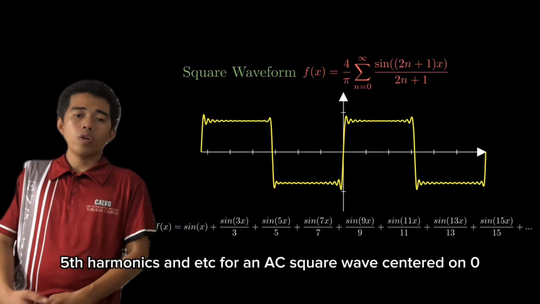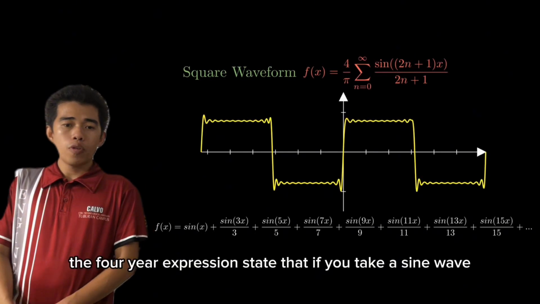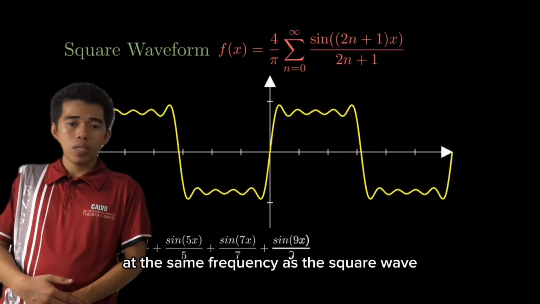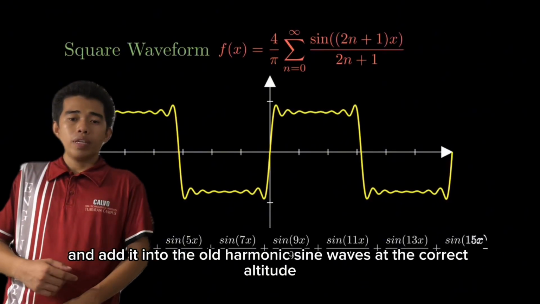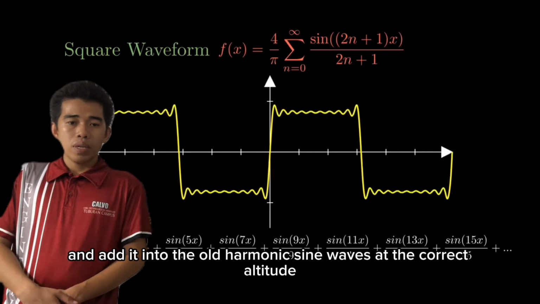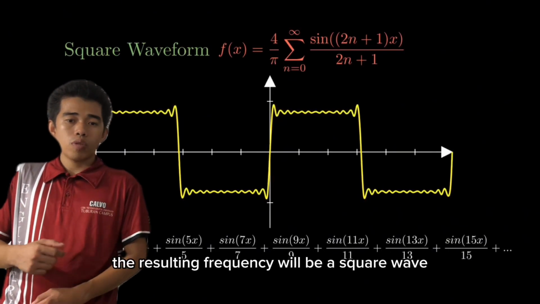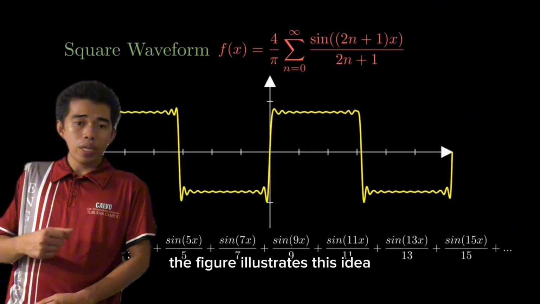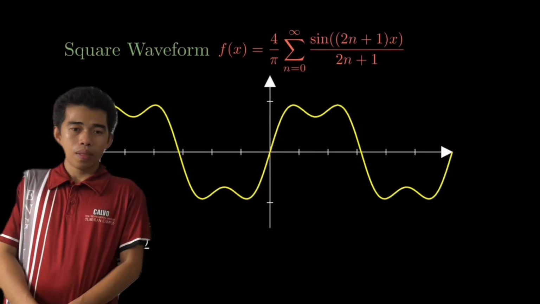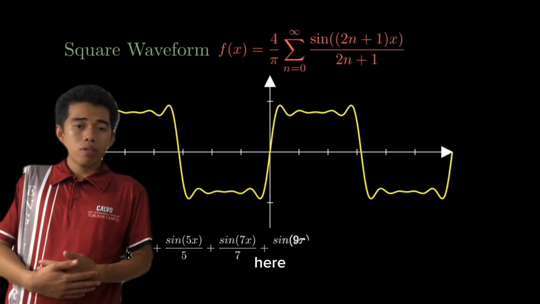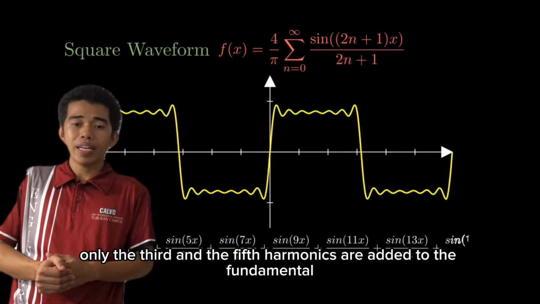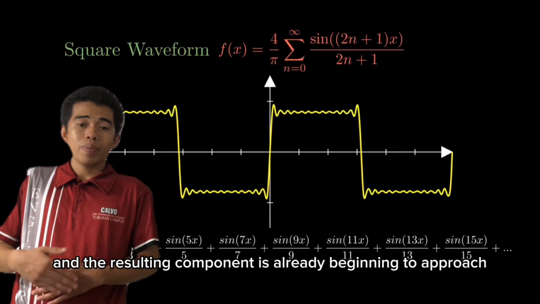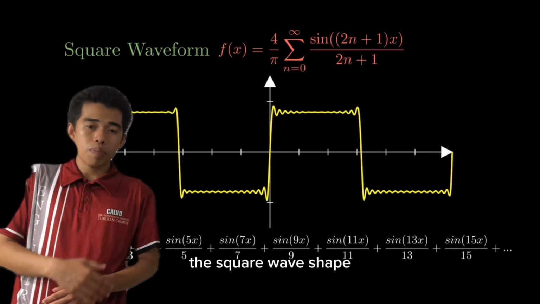For an AC square wave centered on zero, the Fourier expressions state that if you take a sine wave at the same frequency as the square wave and add it to the odd harmonic sine waves at the correct amplitude, the resulting waveform will be a square wave. The figure illustrates this idea. Here, only the third and the fifth harmonics are added to the fundamental, and the resulting component is already beginning to approach the square wave shape.